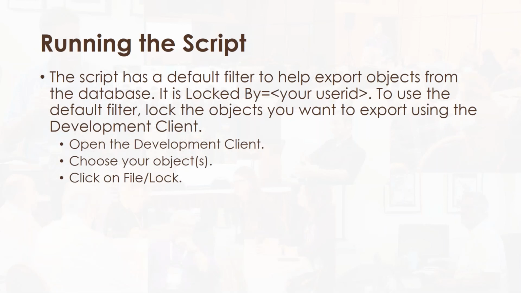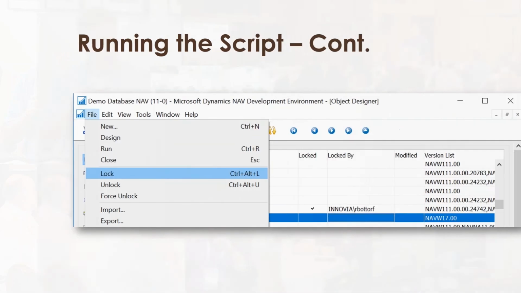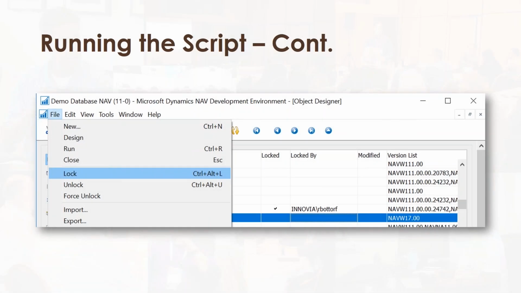Okay, running the script. We'll go over the parameters again. There's a default, locked by your user ID. So you open up your development client, you choose your objects, filter them however you want to in the development client. You can lock all of them at once, or you can lock a few, you can go to the pages, you can select things individually, lock whatever you want to. And if you're not familiar with that, you go up to File, Lock in your development client after selecting your objects.